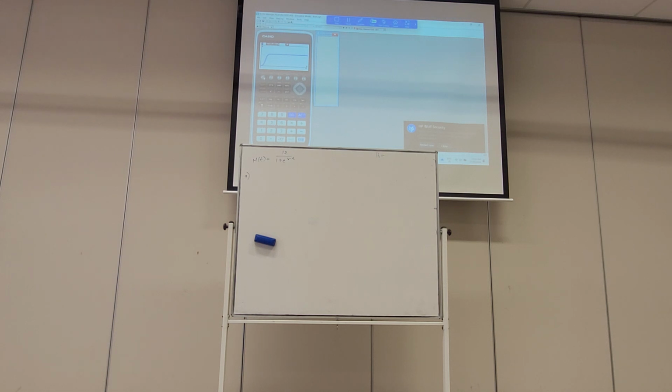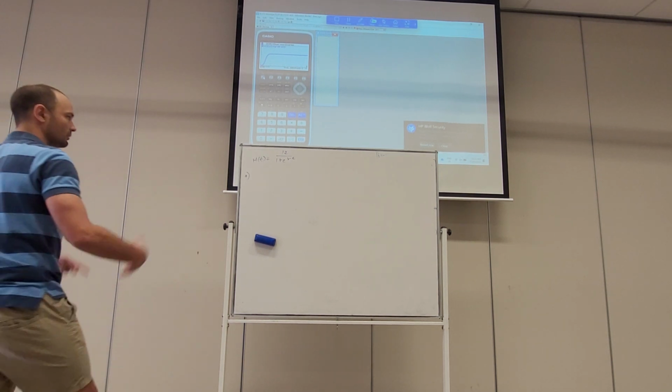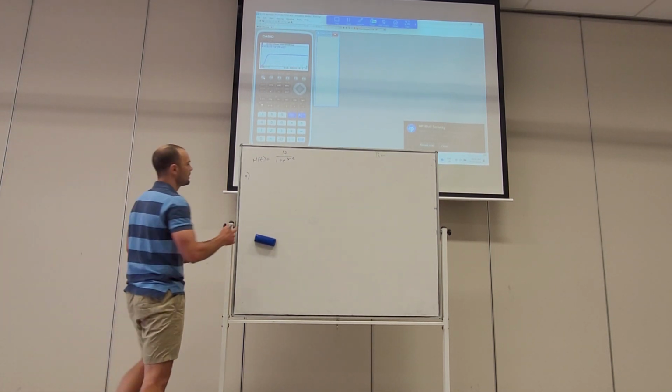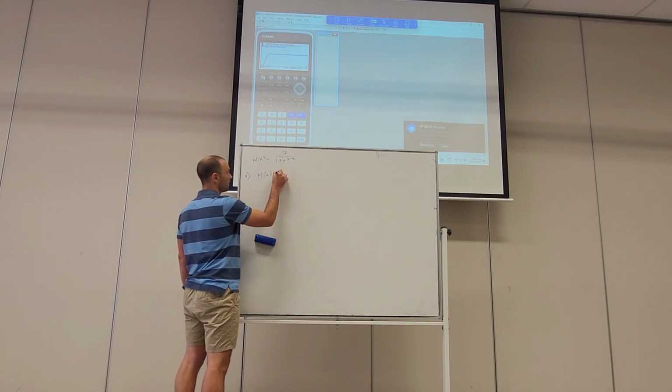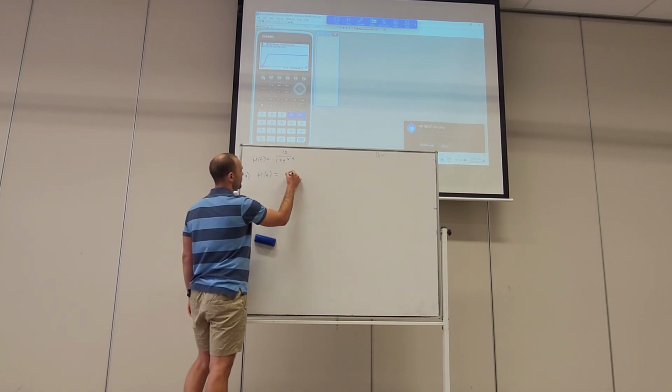We want to know how tall is the tree initially. That means when time is 0, what's the y value? What's the height? So we're doing trace, we're putting in time is 0, and I've got h of 0 equals, and we've got 0.0803.